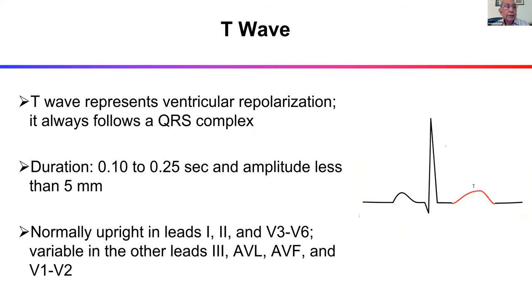So then the T wave produces the ventricular repolarization. It always follows the QRS complex in a normal one. The duration is 0.1 to 0.25 seconds, and the amplitude is less than 5 millimeters in most of the leads. It is normally upright in leads 1, 2, and V2 to V6, and variable in the other leads. It starts from the end of the ST segment to the beginning of the TP segment.